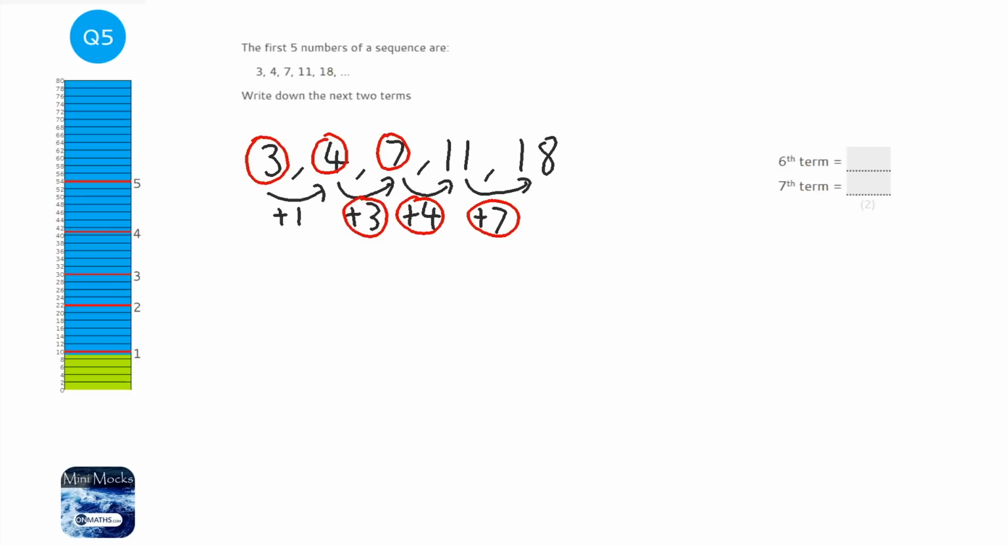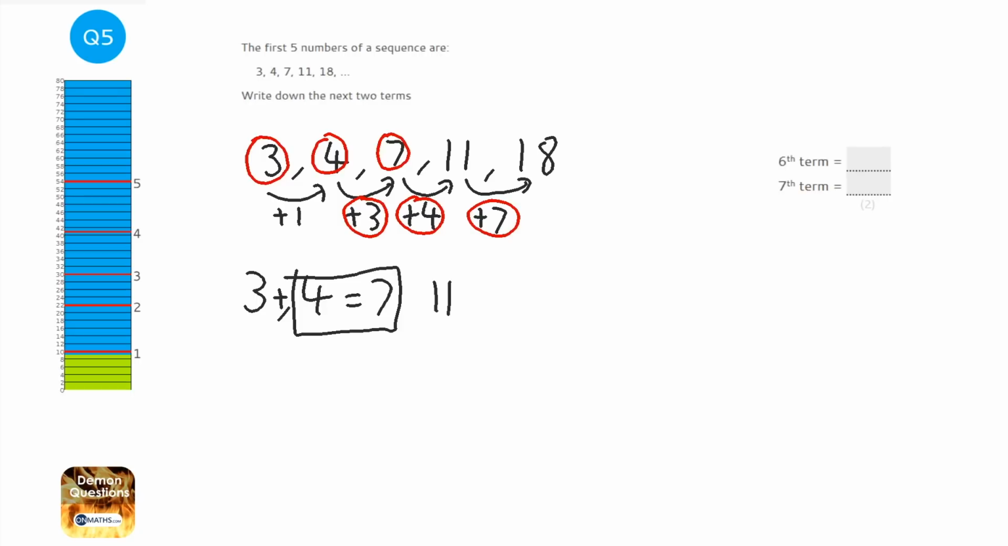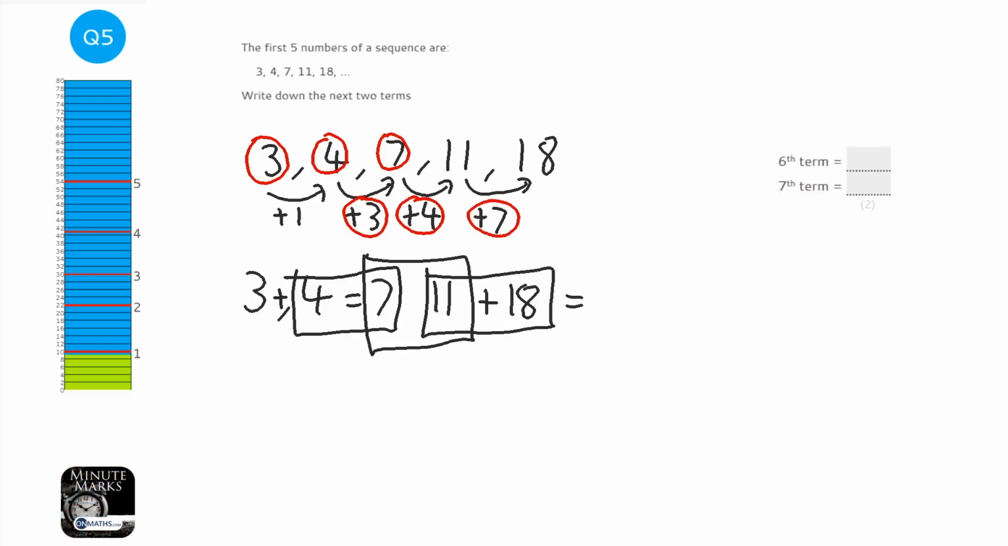So the Fibonacci sequence just starts off with 2 numbers, and then we add the previous 2 terms to get to the next term. So we'll add these 2 together to get to the next one. Then we add these 2 together to get to the next one. So to find the next one, we need to add the 11 and the 18 together. 18 plus 11 is going to be 29.